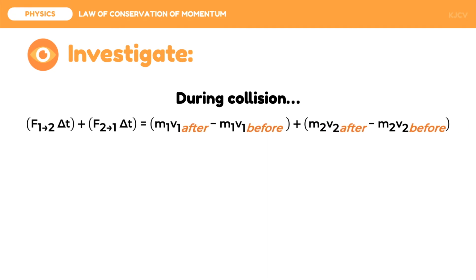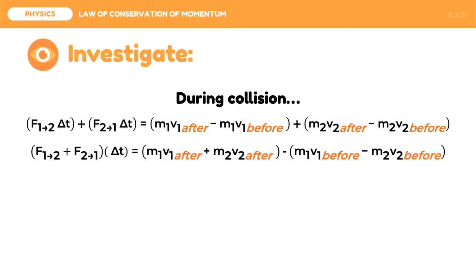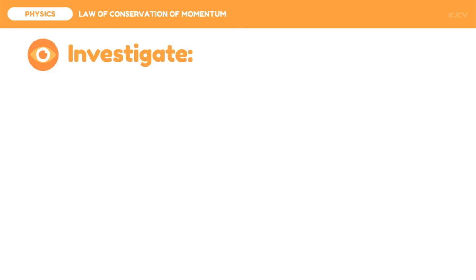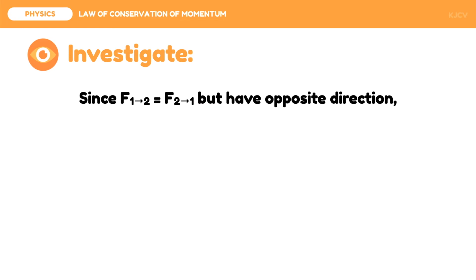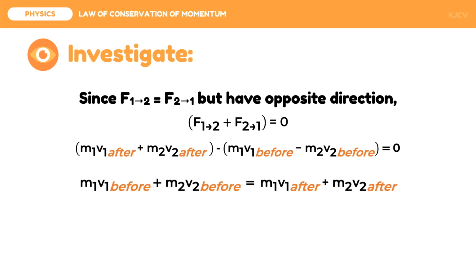To isolate force, we can factor out the change in time from the sum of the impulse equation. Since the forces exerted by the two balls onto each other are equal but in opposite directions, the sum of their forces is 0. Thus, we can equate the change in momentum to 0. With this, we can now see that the momentum before collision is equal to the momentum after collision.